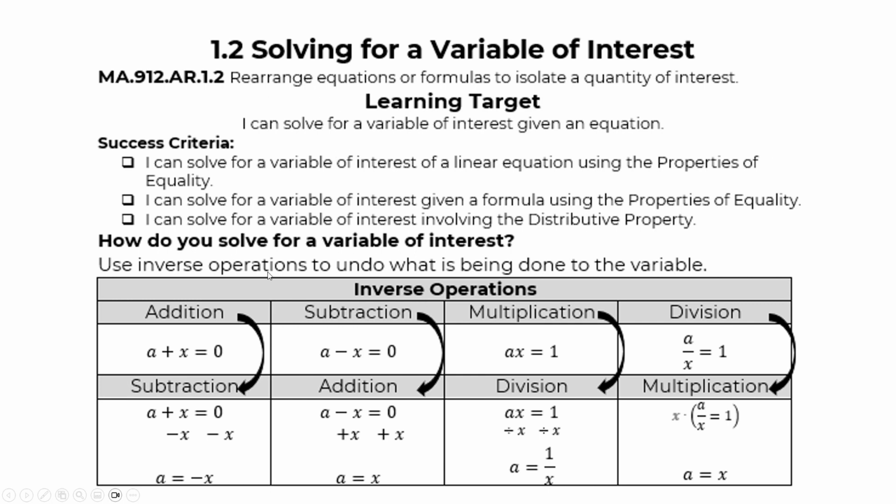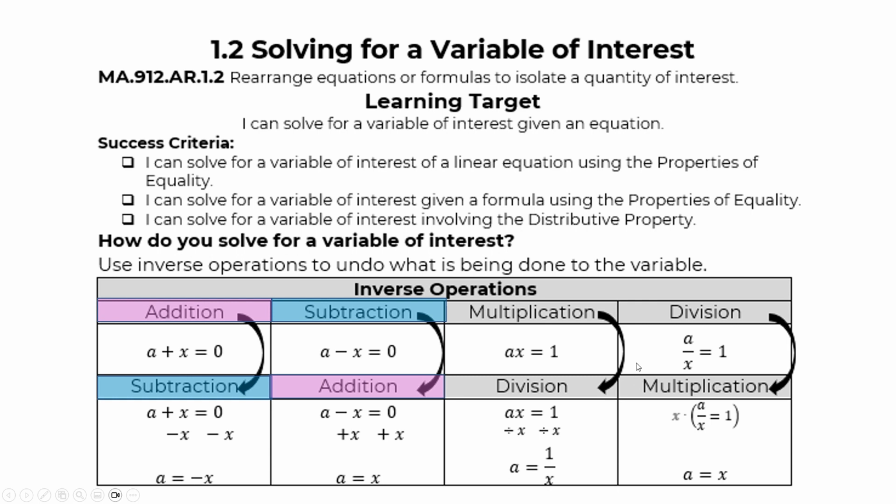Okay, so let's review what a variable of interest is. How do you solve for a variable of interest? Well, you are going to use inverse operations to undo what is being done to the variable. So here, x is being added to a. Since it is showing addition, we are going to use the inverse and subtract. Here, x is being subtracted from a. The inverse of subtraction would then be addition. And inverse really just means opposite. So if we're adding, we're going to subtract. If we're subtracting, we're going to add.